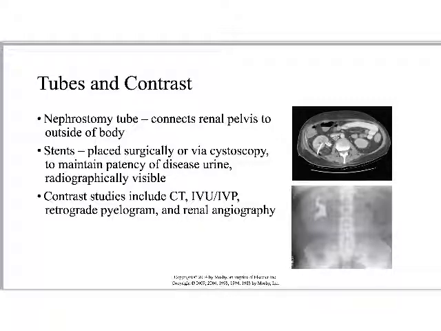In terms of the contrast studies that we use to look at this collecting system, there's CT, of course, IVU or IVP. Those terms can be used interchangeably, right? That means intravenous urogram or intravenous pyelogram, they're basically the same thing. Urogram just means urinary system, pyelogram means kidneys. Then there's retrograde pyelogram, and then renal angiography. Each one of these studies is looking at different things, so I want to break that down for you a little bit.